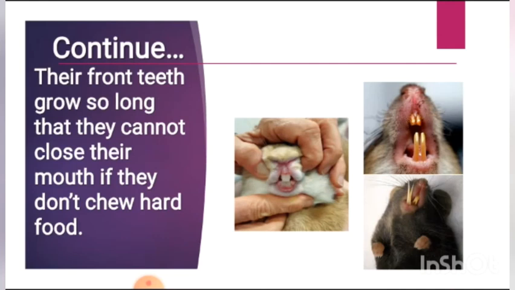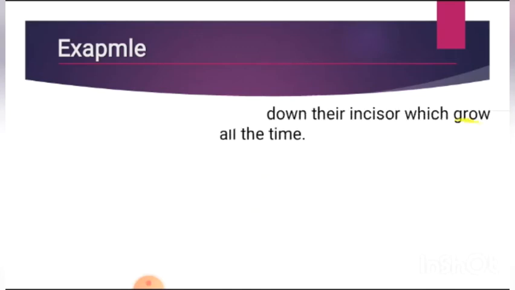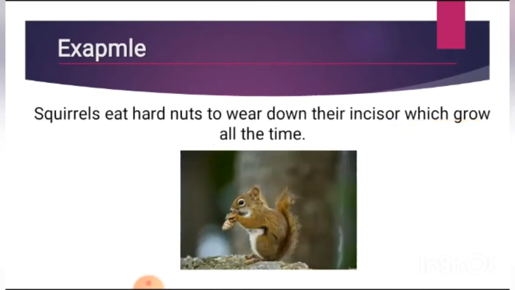Their front teeth grow so long that they cannot close their mouth if they don't chew hard food. So hard food is very necessary for them to chew, like nuts, because if they don't chew the hard food, their front teeth will be very long. So it's very important for them to take the hard food, like squirrels. Example is squirrels eat hard nuts to wear down their incisors, which grow all the time.